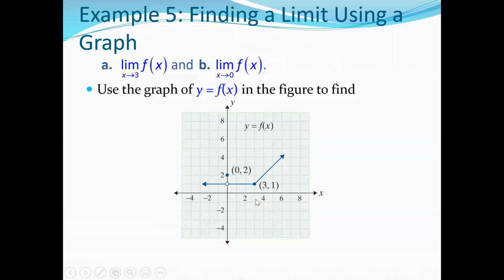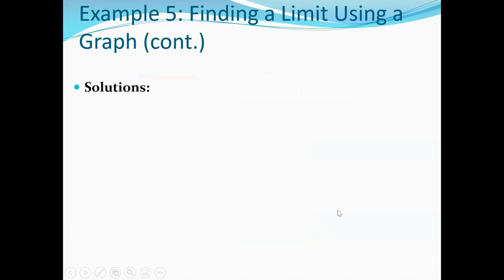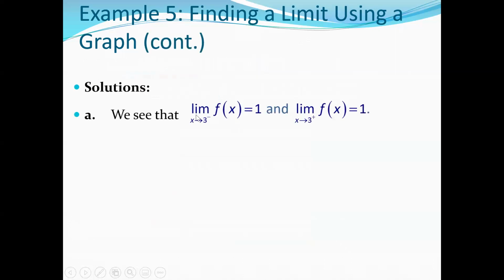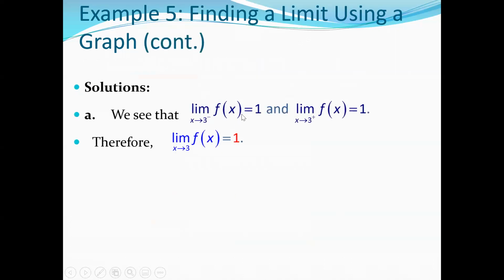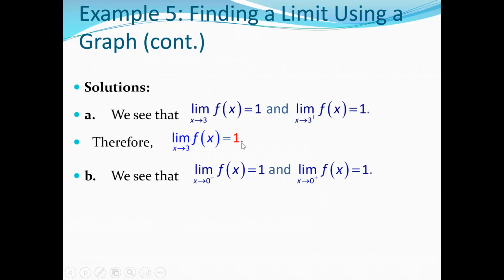Between x equals 3 to 6 or 7, we have a linear and also a constant function. So let's see our first solution. We're looking for the limit of f(x) as x approaches 3 from the left. The answer will be 1, so from the graph we have 1. And the same thing, as x approaches 3 from the right, the answer will be 1 from the graph. When x is 3, y is 1. So this means the limit exists.